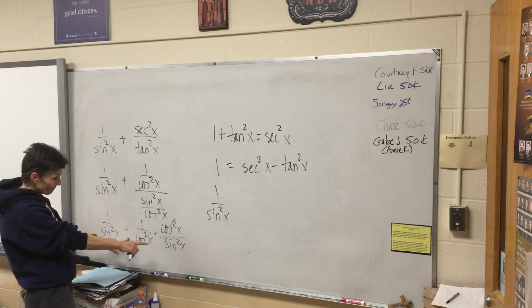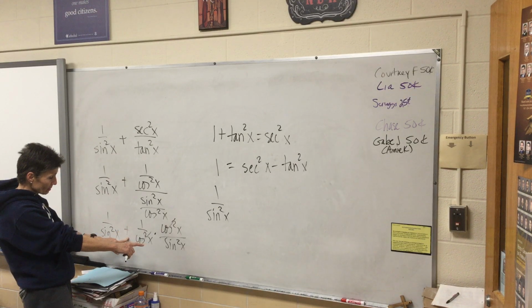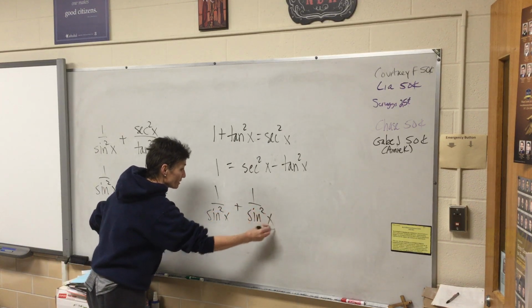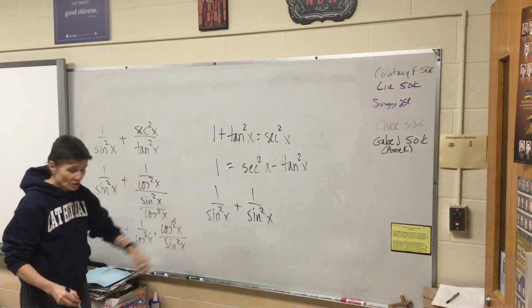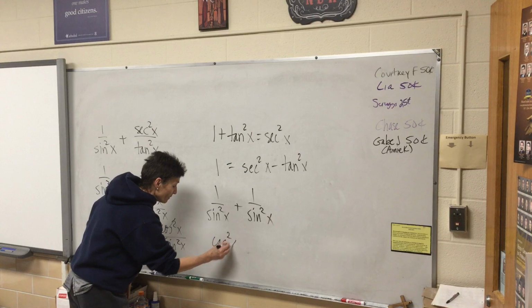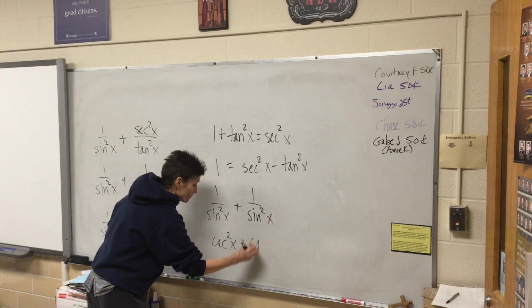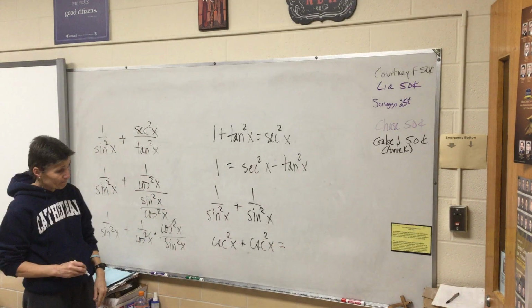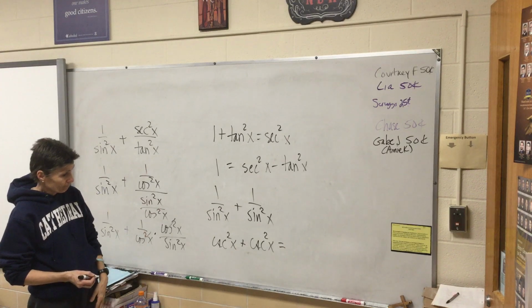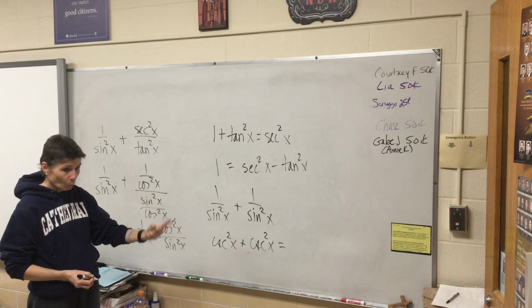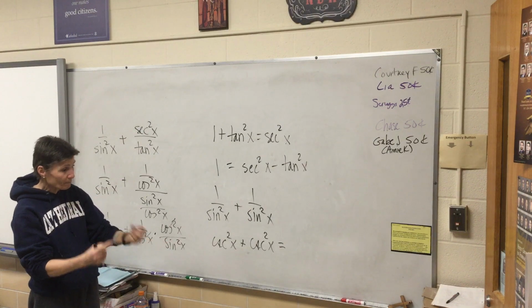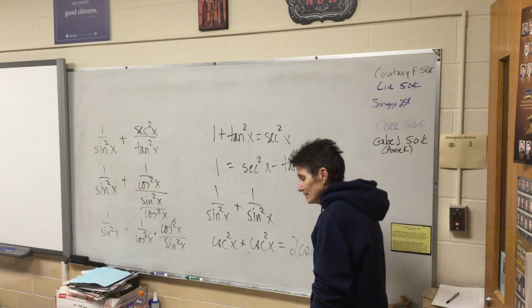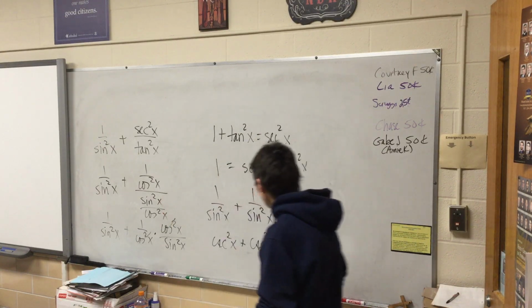And now what have I got here? Just another 1 over sine squared. So I have 1 over sine squared, which by the way is cosecant squared, and another cosecant squared. So this mess simplifies to what? One cosecant squared and another cosecant squared makes? 2 cosecant squared. Yeah. That's exactly right. 2 cosecant squared.